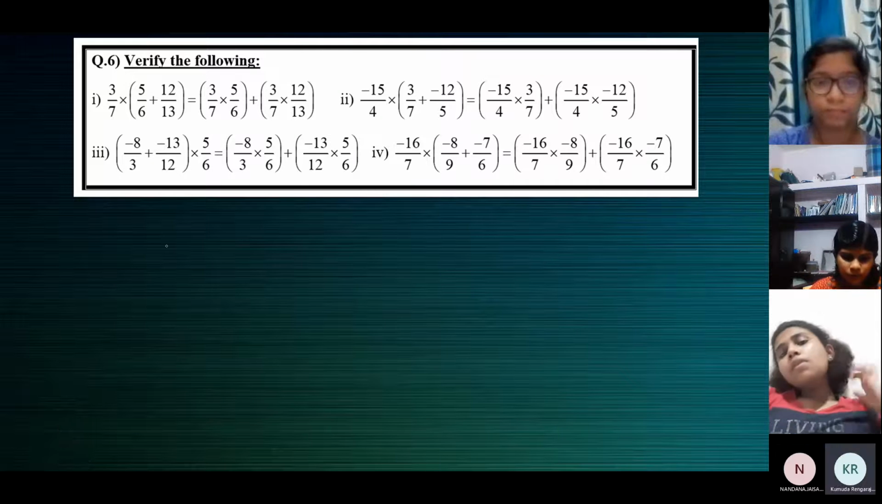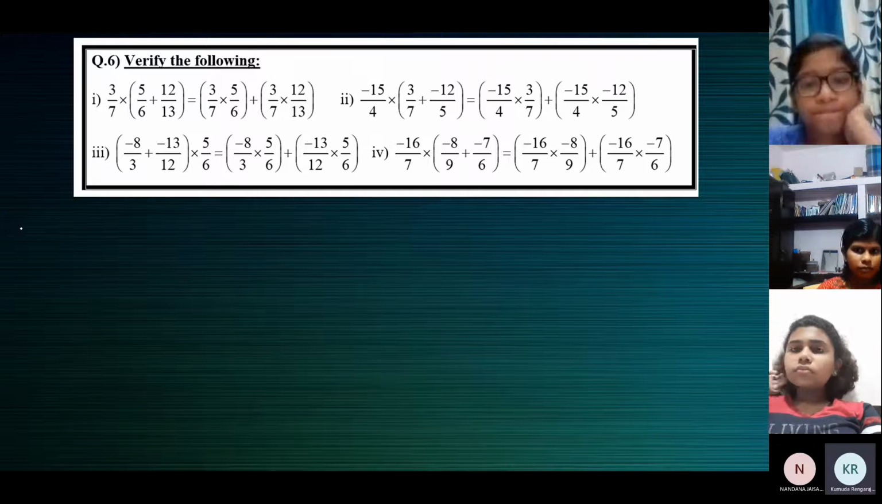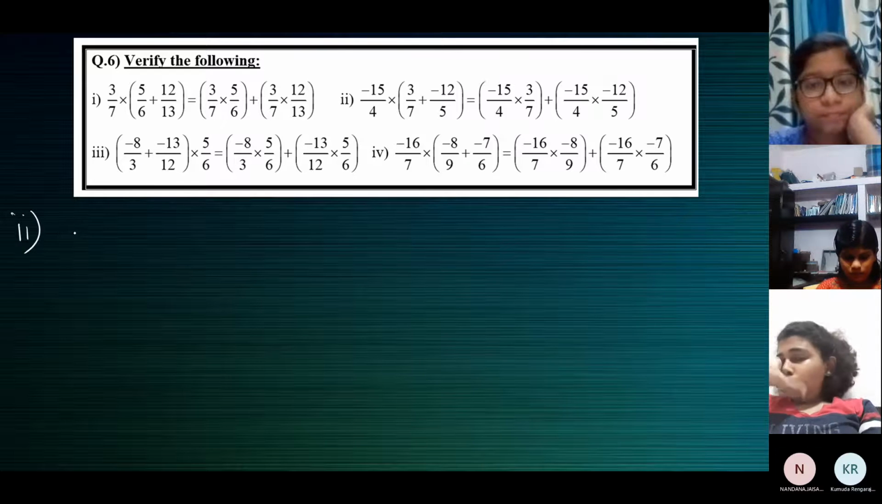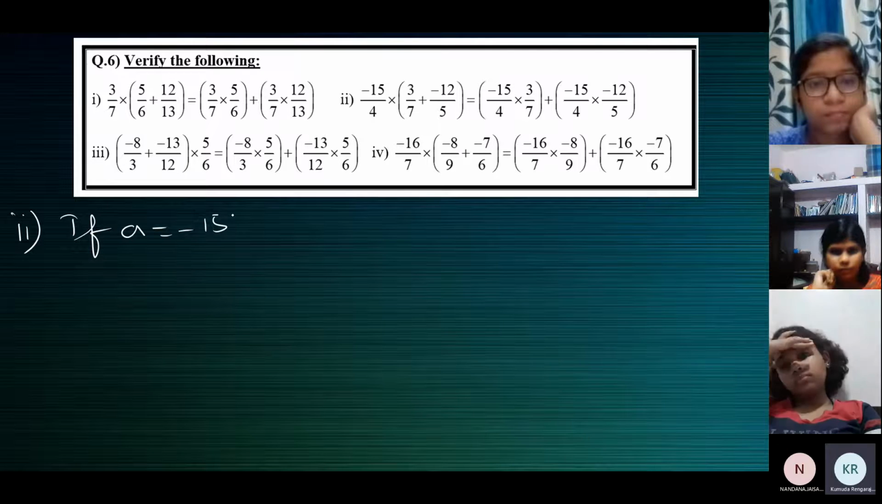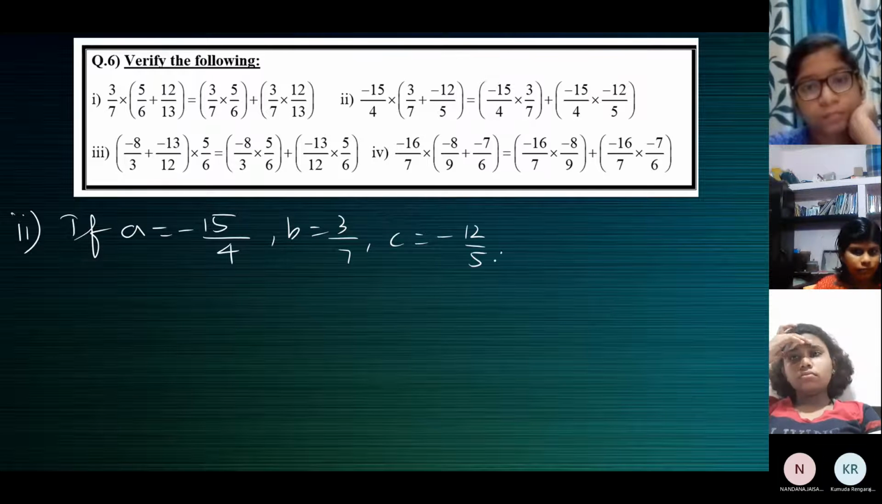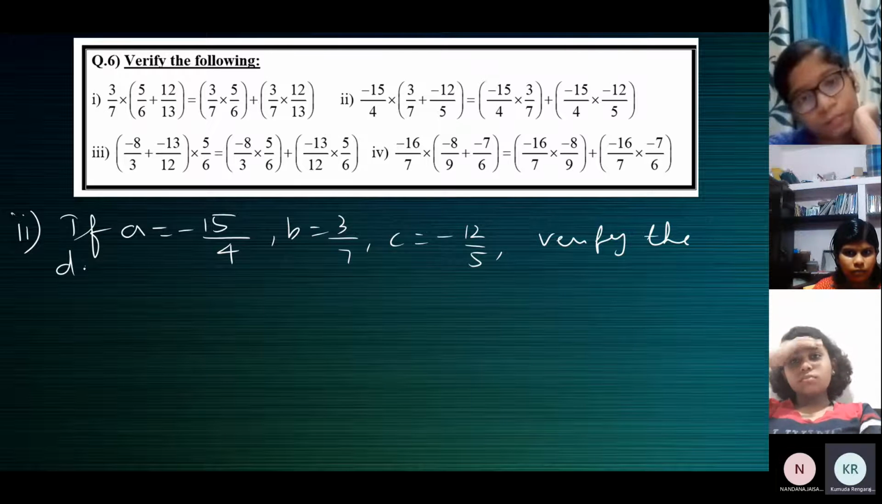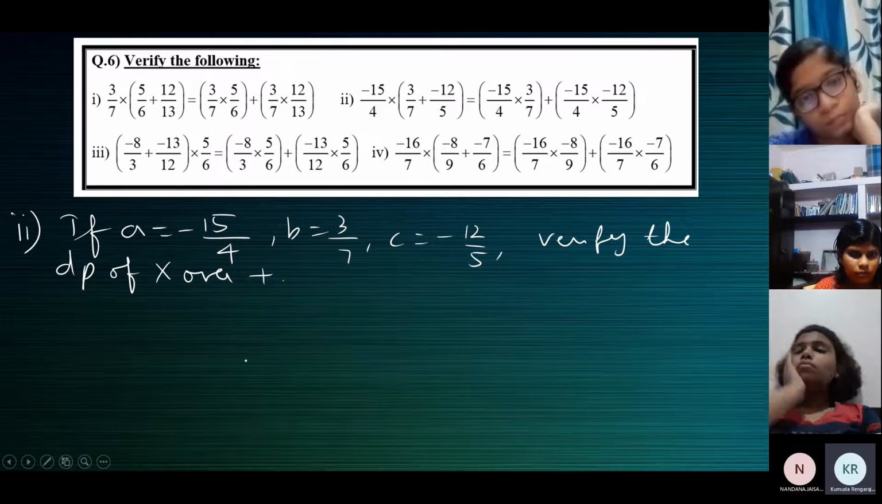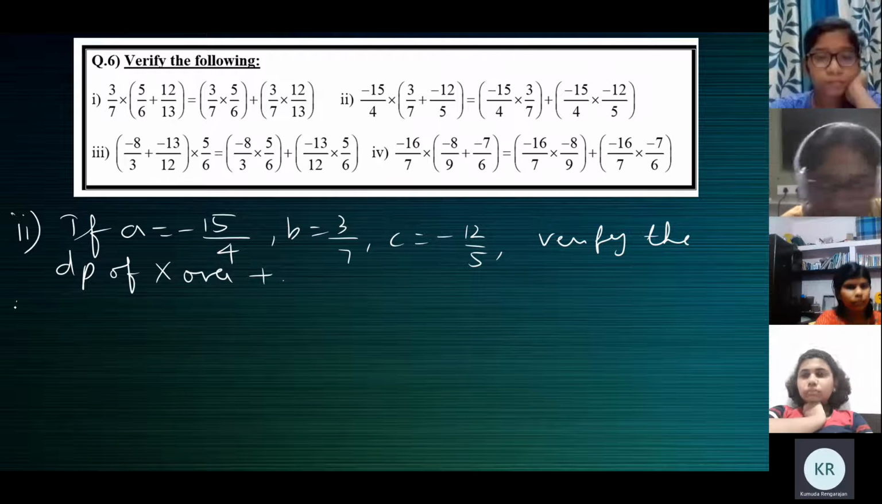Okay. So I was telling you that I'll just take the second one as the example. For the second one, the question can be if A is equal to minus 15 by 4. Look at the second statement there. B is equal to 3 by 7. C is equal to minus 12 by 5. Verify the distributive property of multiplication over addition. This will be the question. So then you should frame the statement. What is the distributive property?